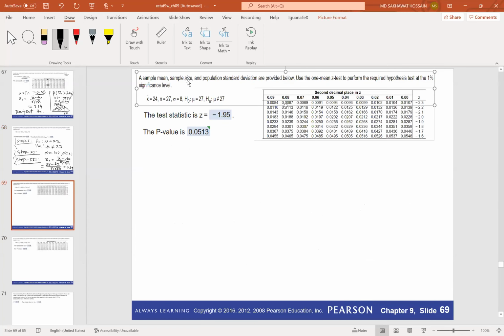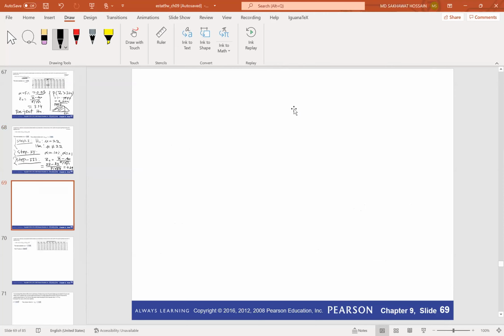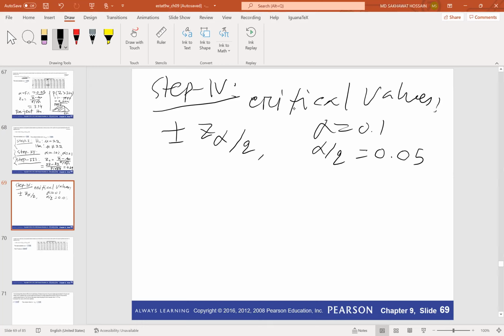Okay. The next thing is to find the critical value. This is different from the other two types of tests, left tail and right tail. Step 4, critical values. We will have two critical values here because this is a two tail test. Plus minus z alpha over 2, where alpha is 0.1. So alpha over 2 is 0.05. So that means plus minus z 0.05.